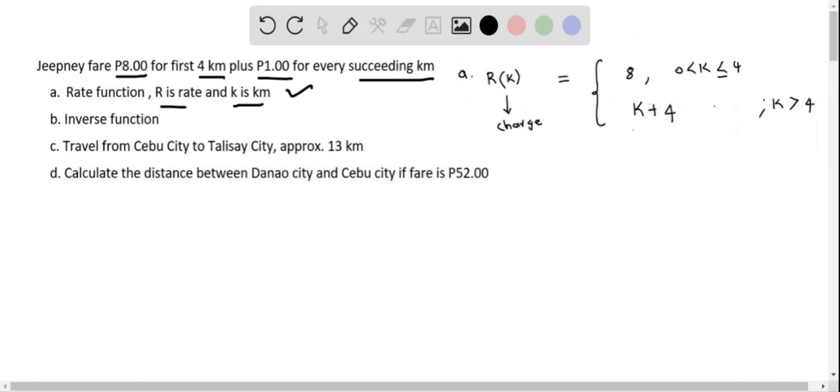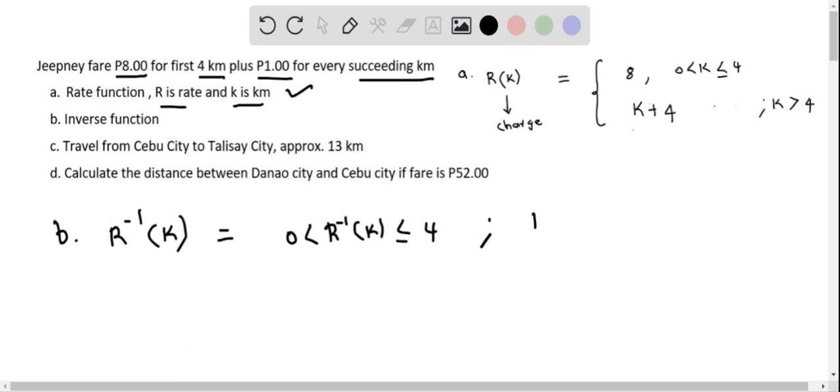Now let's do the second part, which asks us to determine the inverse of this function. So we have this R of k function. Let's write down the inverse function, represented as R inverse of k. Now considering the first part, we have k greater than 0 and less than or equal to 4, and it is charged as 8. So when you take the inverse, we can write R inverse of k greater than 0, less than or equal to 4, with the restriction k equal to 8. This is when k equal to 8.